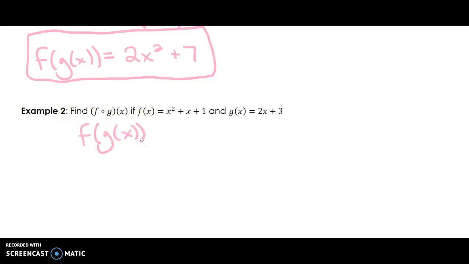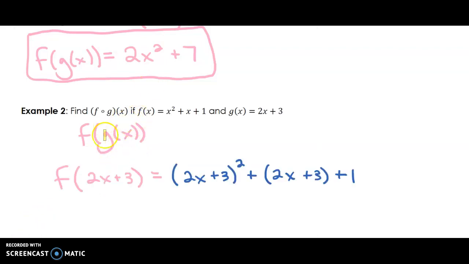Can you tell me, are we plugging g of x into f of x, or are we plugging f of x into g of x? We are plugging our inner function, which is g of x, into f of x, which is my outer function. And I see that here in my notation, right? G of x, it tells me, is 2x plus 3. And so I am just really replacing every single x in f with g of x, which is 2x plus 3. And so f of x is x squared plus x plus 1.